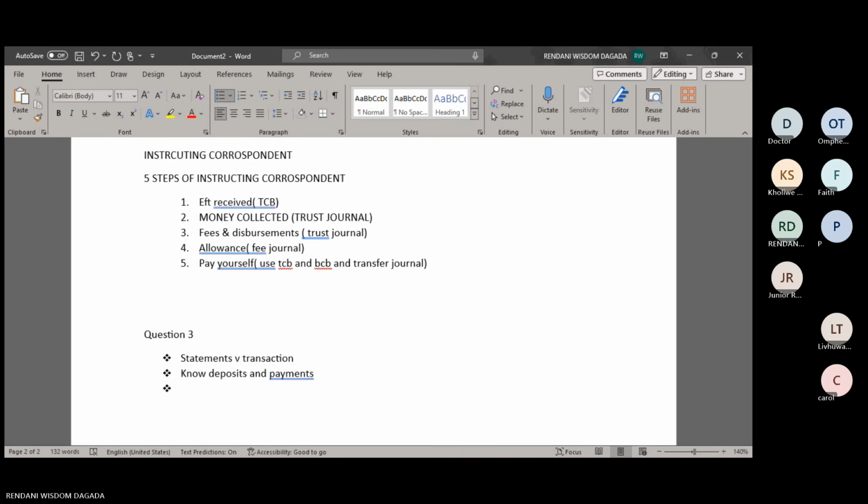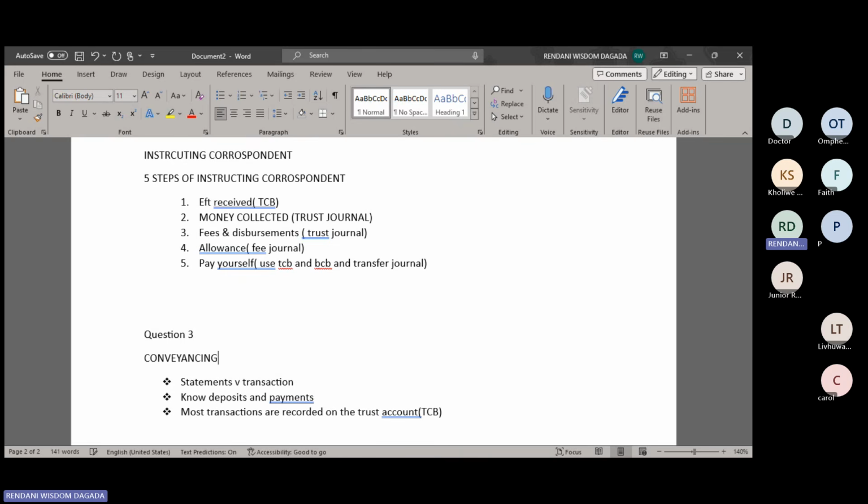And most transactions are recorded on the trust account, the TCB. Why are they recorded on the TCB? The reason is because most of these things are dealing with the client. Under conveyancing, you are dealing with the client. So that is why most of them are on that. So conveyancing: statements versus transactions, know deposits and payments. Most transactions are recorded on the trust account.